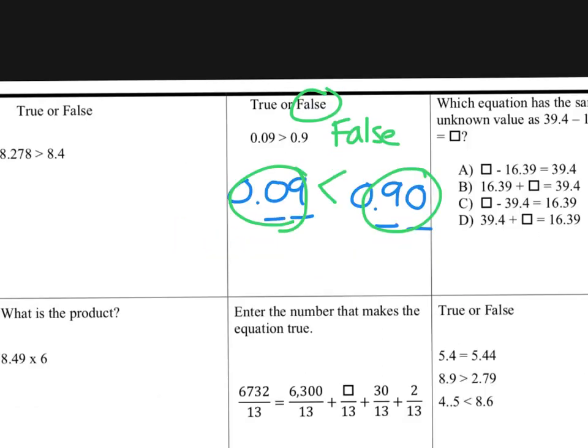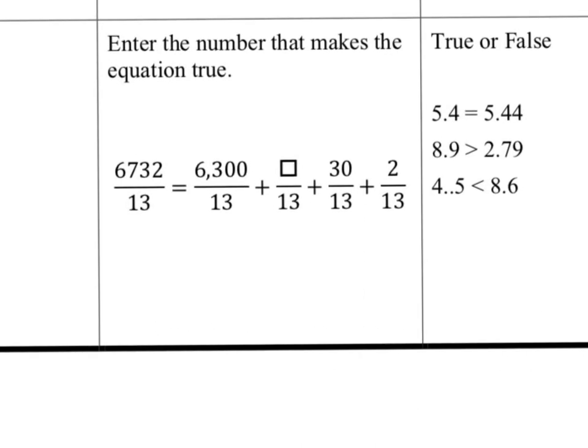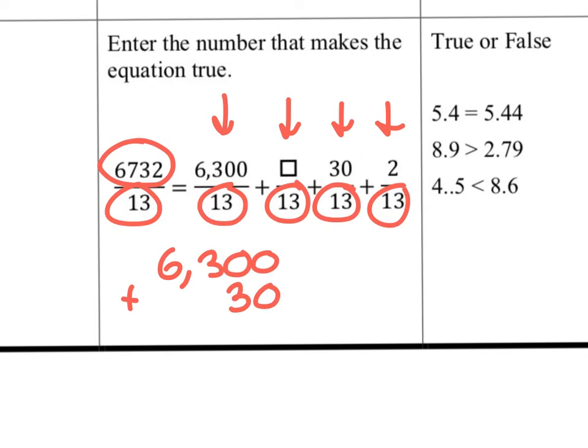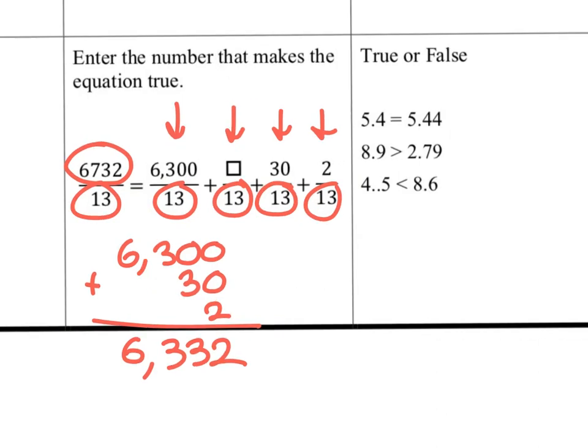For the very last one, it says enter the number that makes the equation true. So we have 13, and all of these are 13. I noticed that as a pattern. And this is the starting number, the 6,732. And all these, when you add them all up, it should give you that 6,732. So let's go and add what we have so far. So we have 6,300 plus the 30 over here and plus that 2. That gives a total of 6,332. Now all we have to do is subtract that from your 6,732, the starting amount.